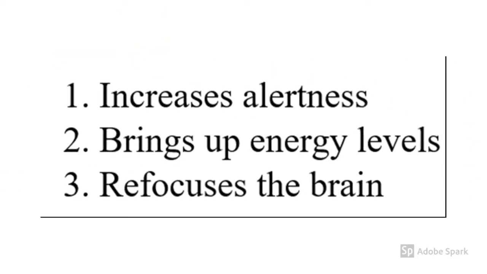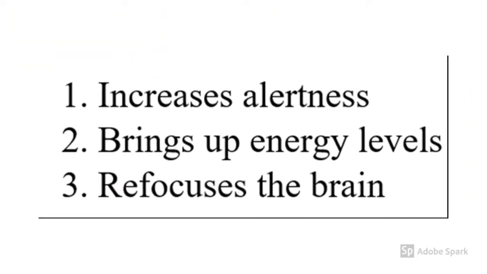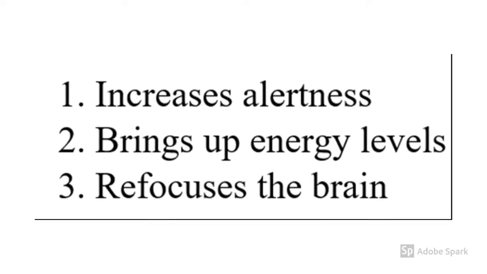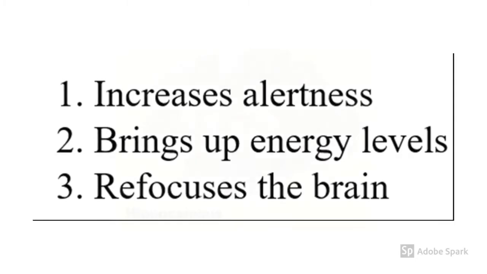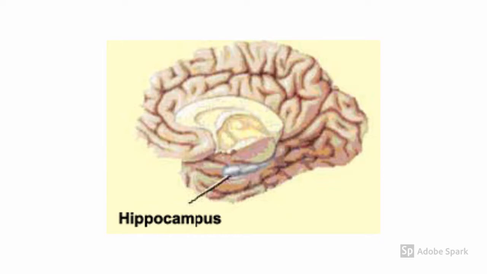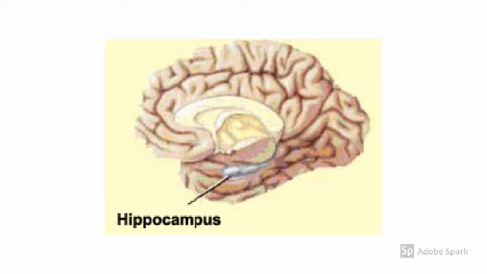Movement in the classroom can resolve these issues because it increases student alertness, brings up student energy levels, and refocuses the student's brain. The reason for this is biological. The hippocampus, which is critical for converting information into long-term memory, has a limited capacity. After approximately 15 to 20 minutes, the student brain reaches capacity and the student stops paying attention. This is when classroom behavior issues begin.